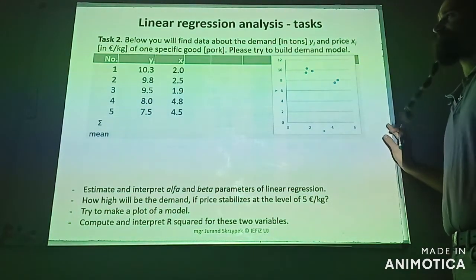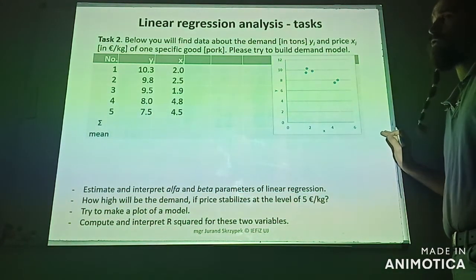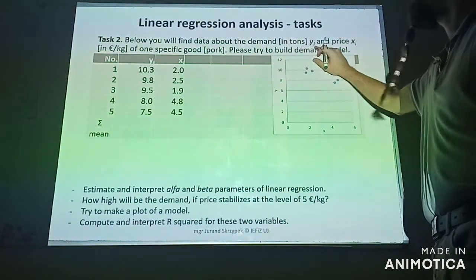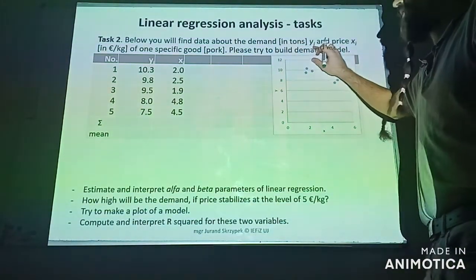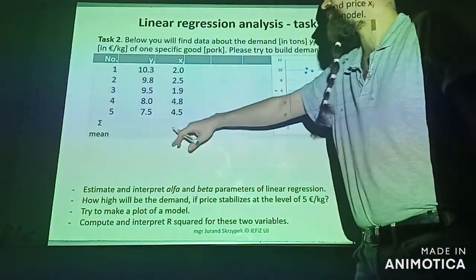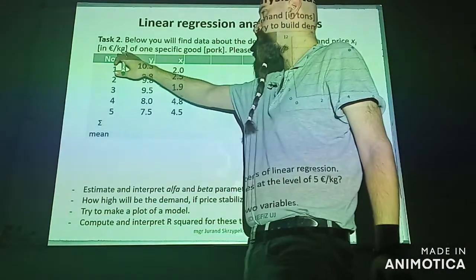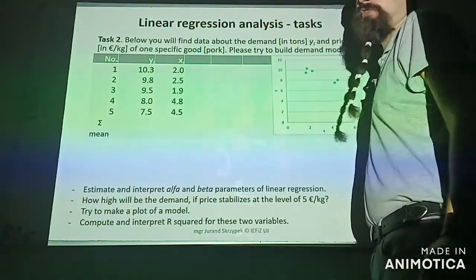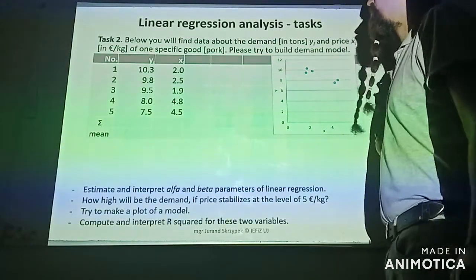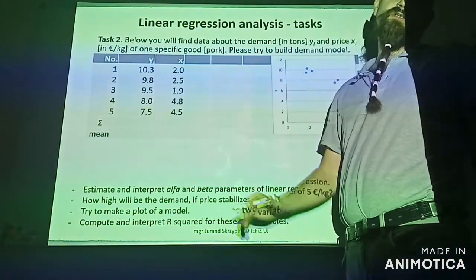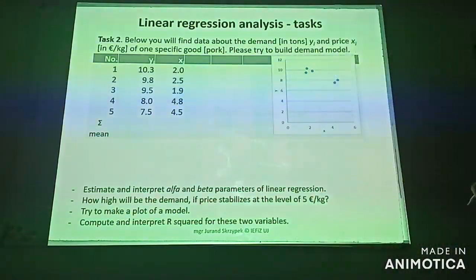Other example, task 2. Below you will find data about the demand in tons. This is variable y, and the price level, variable x, expressed in euros per kilogram on one specific good, which is pork. Please try to build a demand model for pork on the basis of the statistical data.